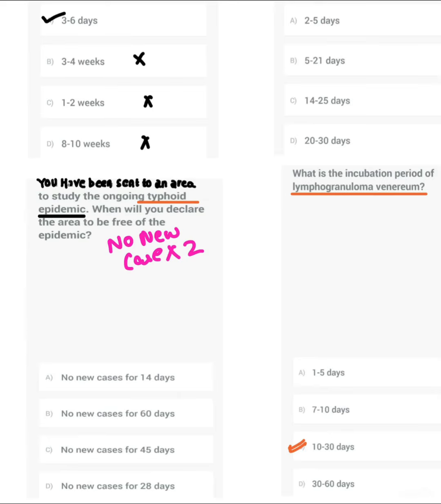So basically this is application, guys. If you don't know the incubation period, you cannot solve the question. And not only the incubation period, this also tests your PSM knowledge. Then typhoid, if we talk about it, the incubation period is around 10 to 14 days. T for typhoid, T for 10.